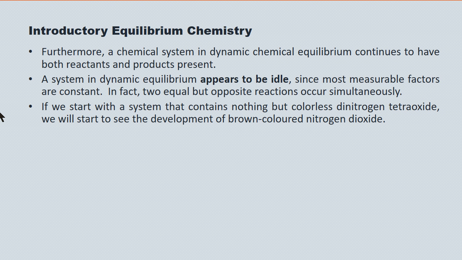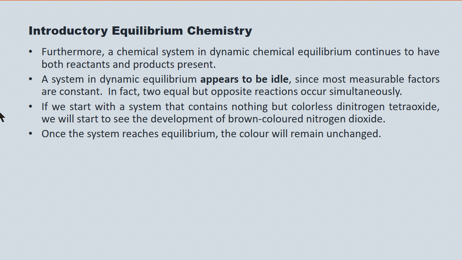A classic example is what's known as the dinitrogen tetraoxide system. It's a colorless molecule that spontaneously reacts. It splits, in fact, to form a brown-colored nitrogen dioxide gas. And in fact, both species are in gas phase. So what happens initially is the brown color becomes more pronounced until the system reaches equilibrium. At that point in time, the color will remain constant.